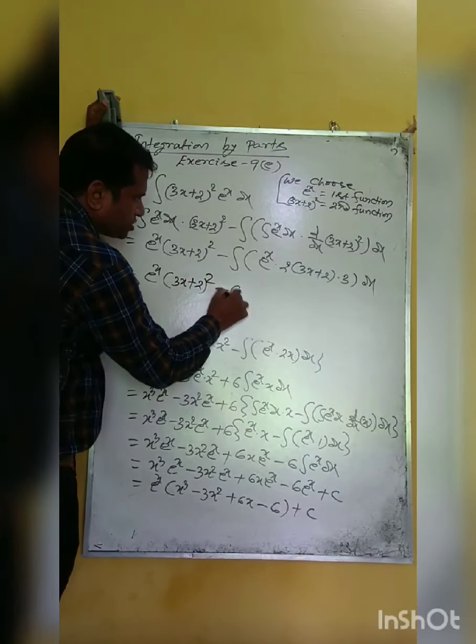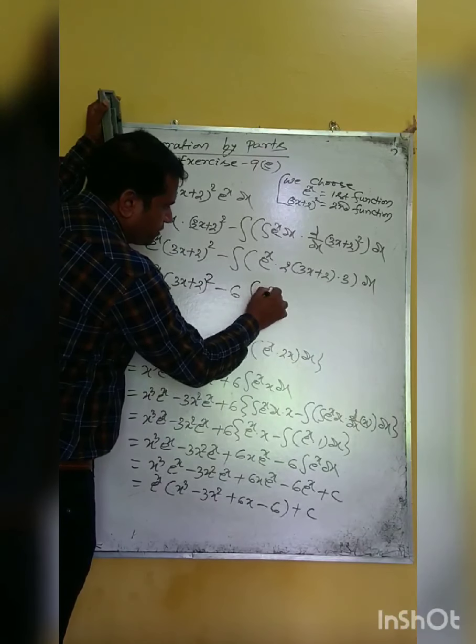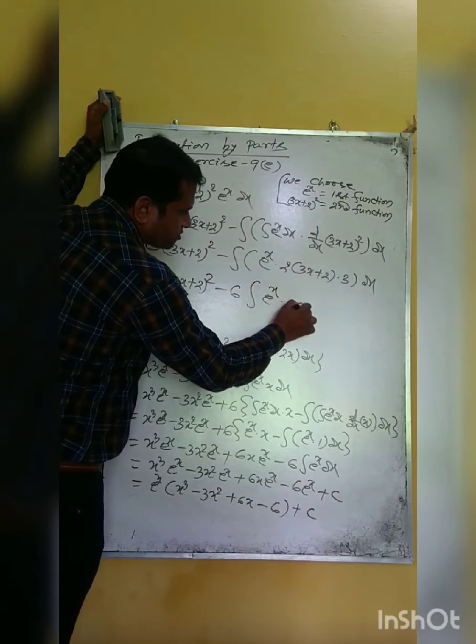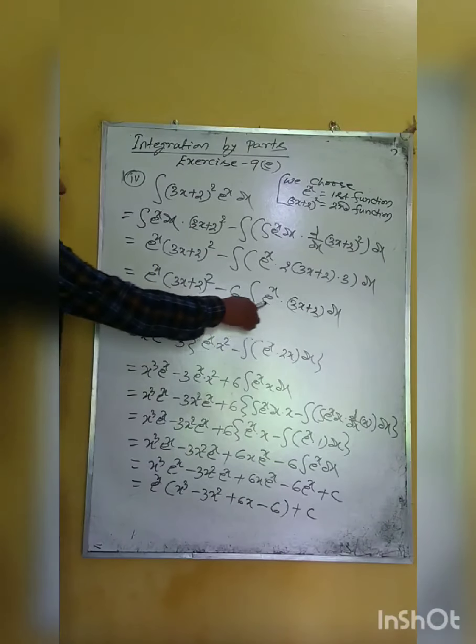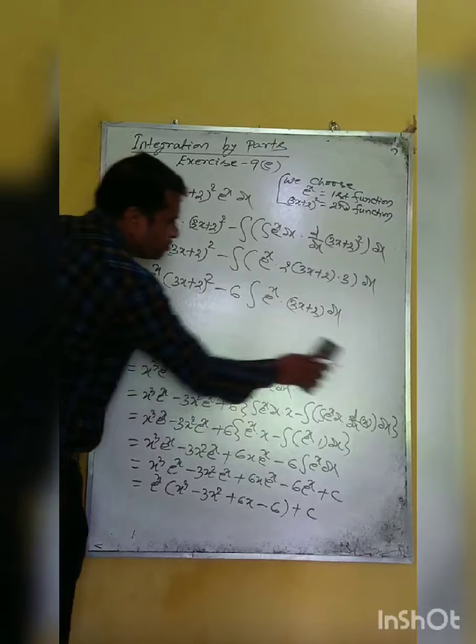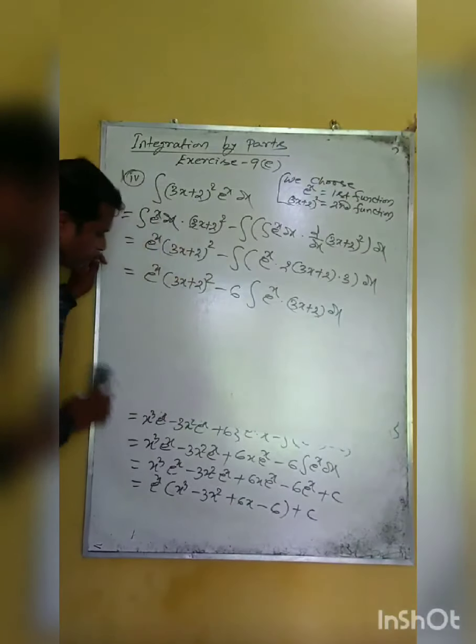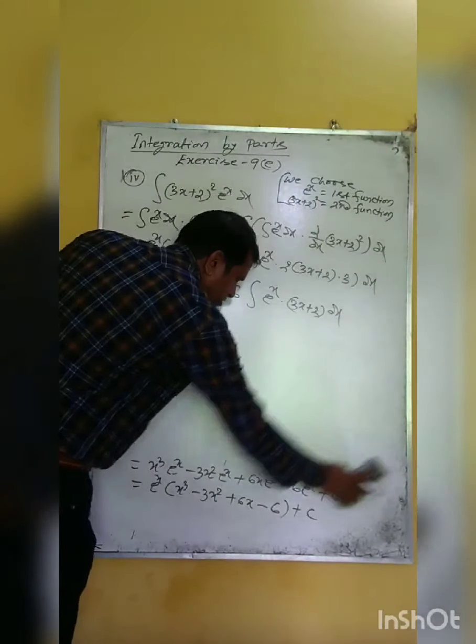that equals e to the power x whole into 3x plus 2 whole square minus 6 integral e to the power x into 3x plus 2 dx. Again, it is the product of two functions. So we apply integration by parts.